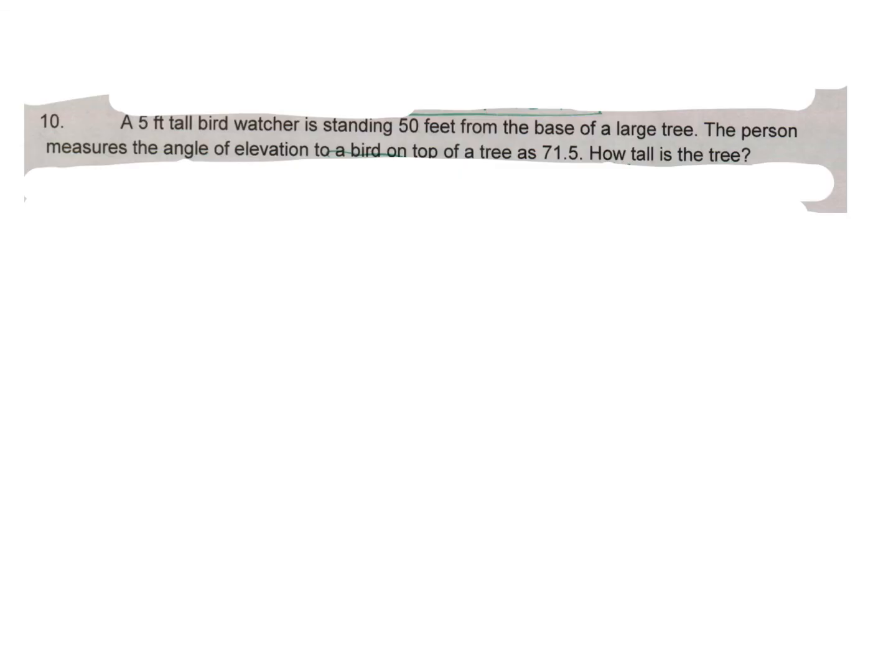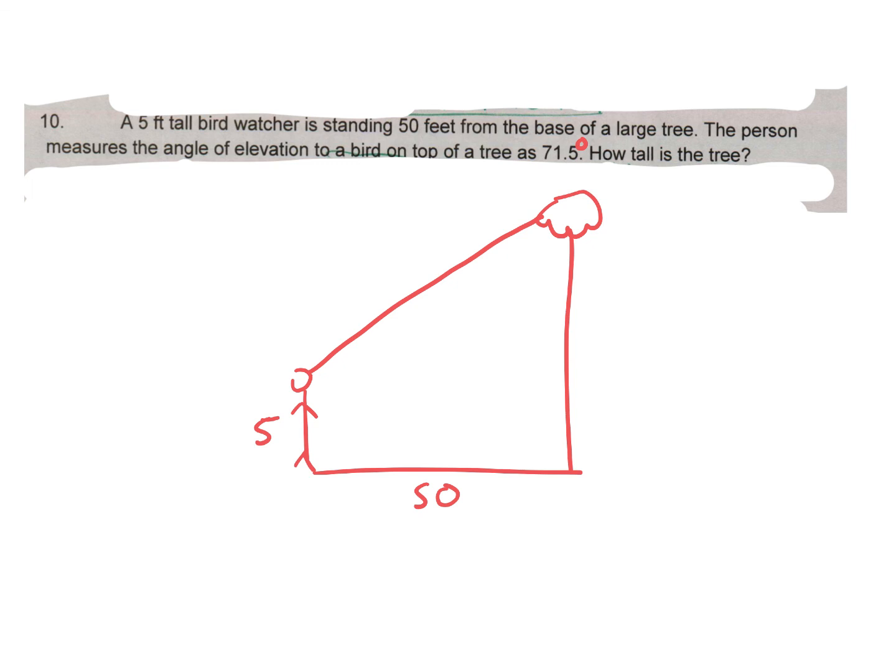Okay, so this question says, a 5-foot tall bird watcher is standing 50 feet from the base of a large tree. The person measures the angle of elevation to a bird on top of the tree as 71.5 degrees. How tall is the tree? So we have a tree, and I have a 5-foot tall bird watcher. This is 5. And the person is standing 50 feet from the base of the tree. So this is 50. The person measures the angle of elevation to the bird, 71.5 degrees. So the person is looking at the bird going up. From the horizontal line going up, this is 71.5 degrees.